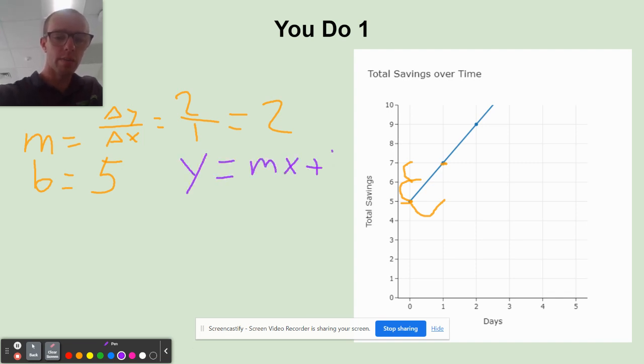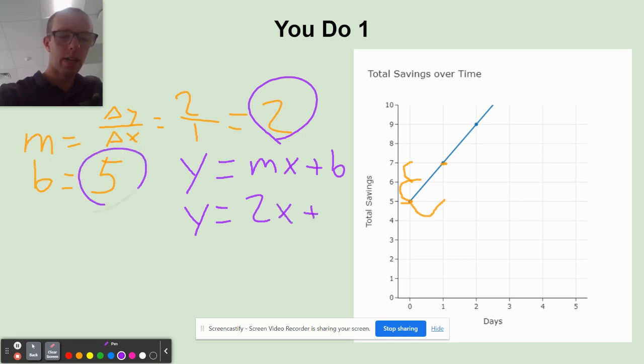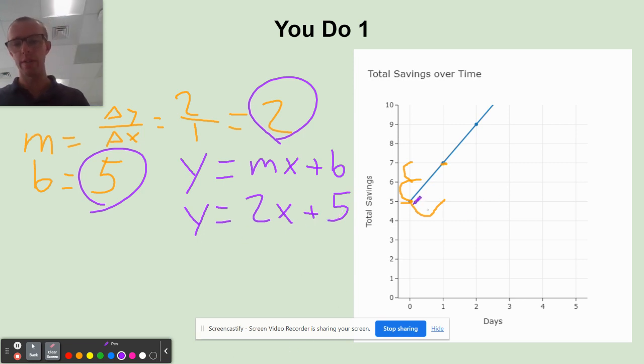I need to use the equation y equals mx plus b. And now let's plug in. Y equals, what am I plugging in for m? I know it's 2. X plus, what am I plugging in for b? I know it's 5. I get y equals 2x plus 5. That graphs this line right here. This line right here. That y equals 2x plus 5.